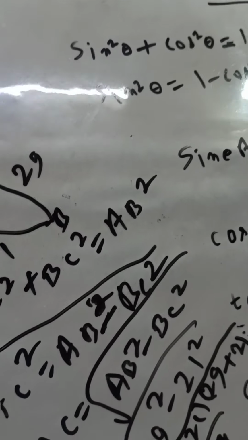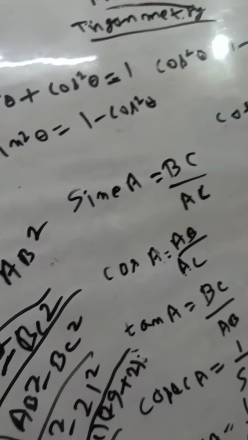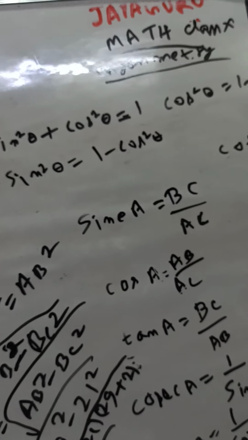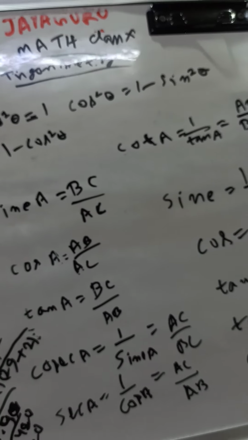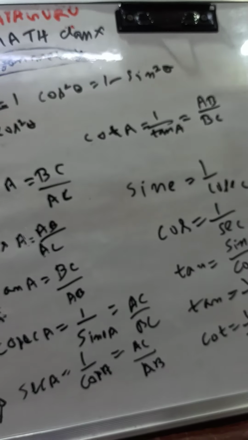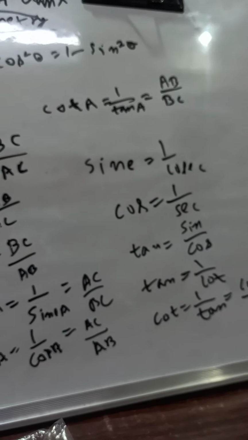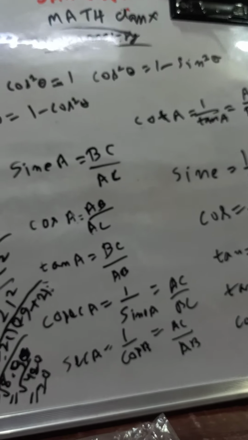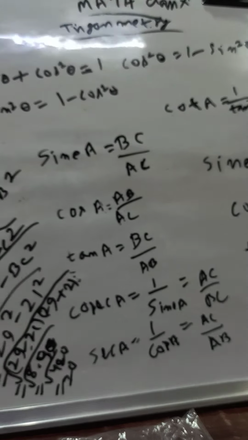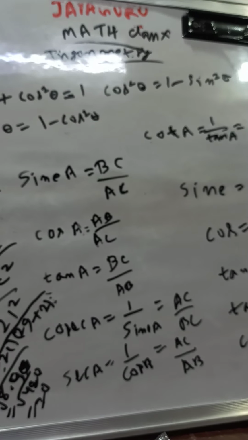This is trigonometry for NCERT students, class 10 and CBSE students. I have just given the formula. Just look at it again. Simple formula. Sin is equal to BC by AC. Sin is equal to 1 by cosec. Cos is equal to 1 by sec. Tan is equal to sin by cos. Tan is equal to 1 by cot. Cot is equal to 1 by tan. Sin by cos is equal to tan. Just the opposite of it, cot is equal to cos by sin. Same thing.